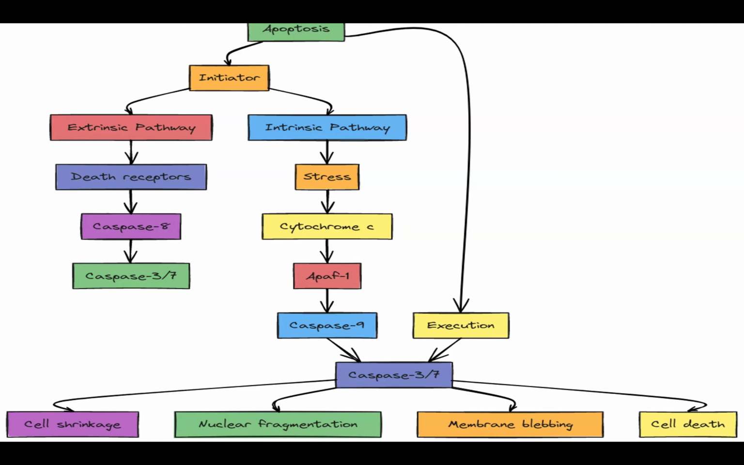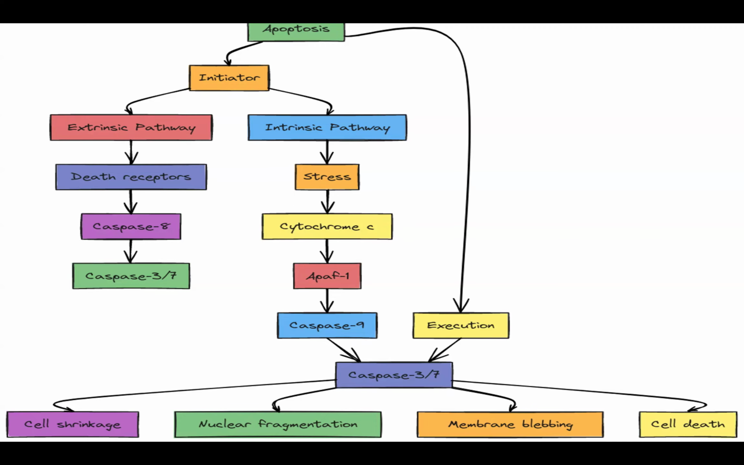So let's discuss the apoptosis flow chart, which highlights the key pathways and steps involved in programmed cell death. Apoptosis is essential for maintaining cellular balance and removing damaged or unwanted cells. So we start at the initiator stage, where apoptosis can be triggered through two distinct pathways.